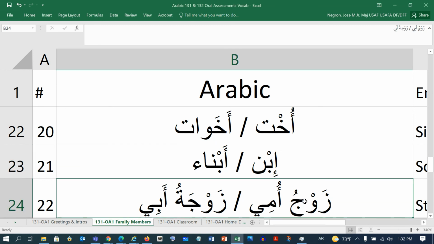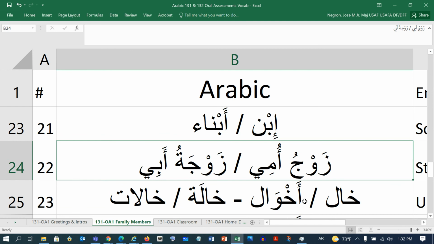We also talked about the fact that if someone is not a blood relative of your family, what Arabs will sometimes do is rather than refer to them as your mom or your dad or your aunt or your uncle, they'll say the husband of someone's mom or the wife of someone's dad. The example provided here is actually for your step parents, right?